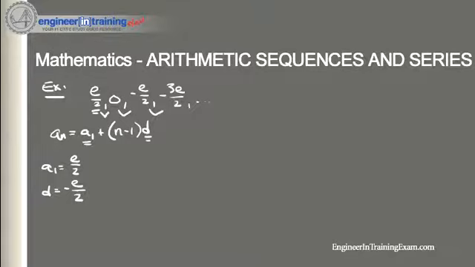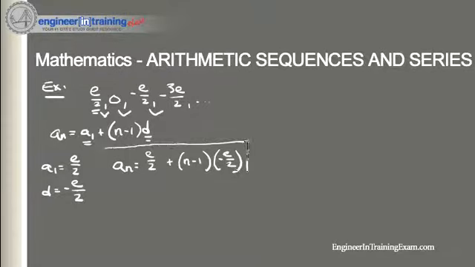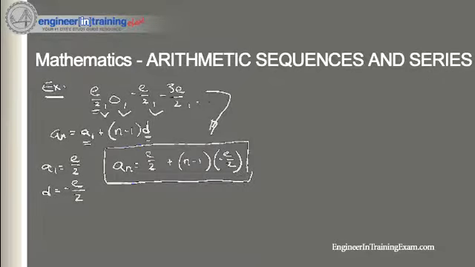So d is negative e over 2. Now all we need to do is plug this information into our general equation to determine the general formula of this arithmetic sequence, which is e over 2 plus n minus 1 times negative e over 2. So we took some terms and we determined what the general formula of that arithmetic sequence would be. So now let's talk about arithmetic series.